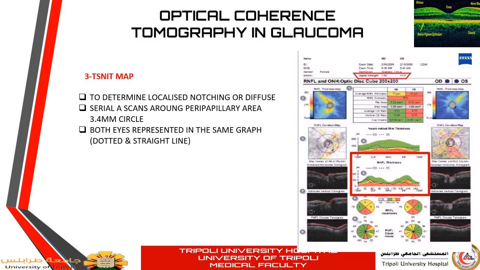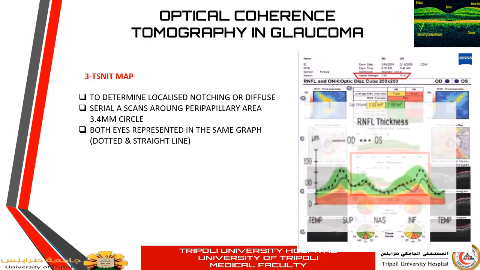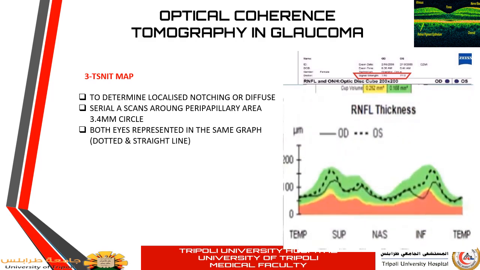Okay. But now this map is studying the nerve fiber thickness in the peripapillary area, an area of 3.4 millimeter around the optic disc. So this is called the TISNet map. It means that we take measurement from the temporal side, then the superior, then the nasal, then the inferior, then the temporal side again. And this map is plotted against the normative data. The two eyes are represented in the same map, so that the straight line is for one eye and the dotted line for the other, as you can see here in this eye.